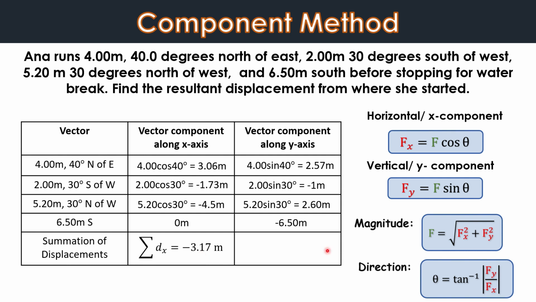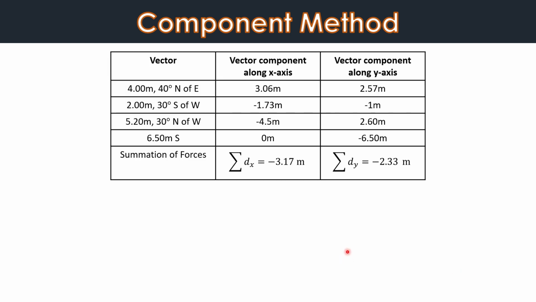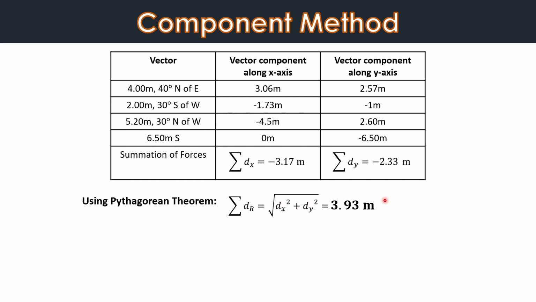And then, along y component naman, so we have 2.57 minus 1 plus 2.6 minus 6.50. We will have negative 2.33 meters. And then once na nahanap na natin yung summation ng x and y, gagamitin na natin ito para mahanap yung magnitude through the Pythagorean theorem and the direction through the arctangent concepts of trigonometry. Okay, so mag-Pythagorean theorem tayo by substitution lang. So magiging 3.17 squared plus 2.33 squared. And by solving the problem, we will have 3.93 meters.